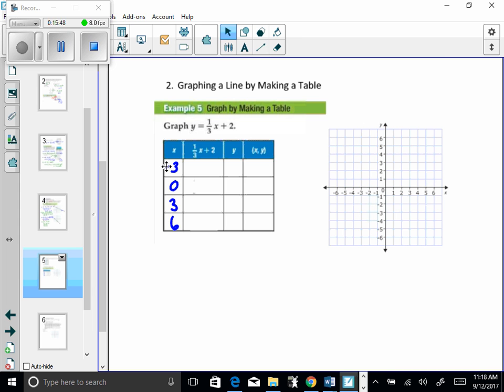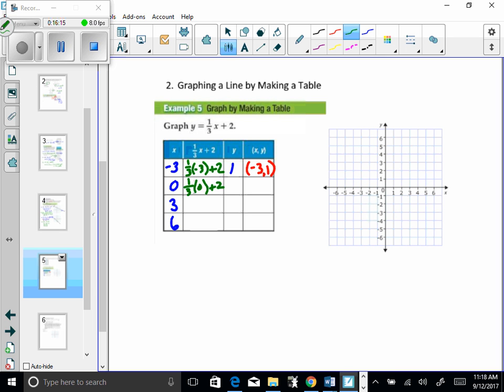And then I can work it out a little bit. So I have 1/3 times -3 plus 2. 1/3 times -3 is -1, plus 2 is 1. So now I have an ordered pair of -3, 1 that I can plot. And I'm going to go through the same process for the other numbers. So 1/3 times 0 plus 2 is 2. 1/3 times 3 plus 2, well, that's equivalent to 1 plus 2, which is 3.